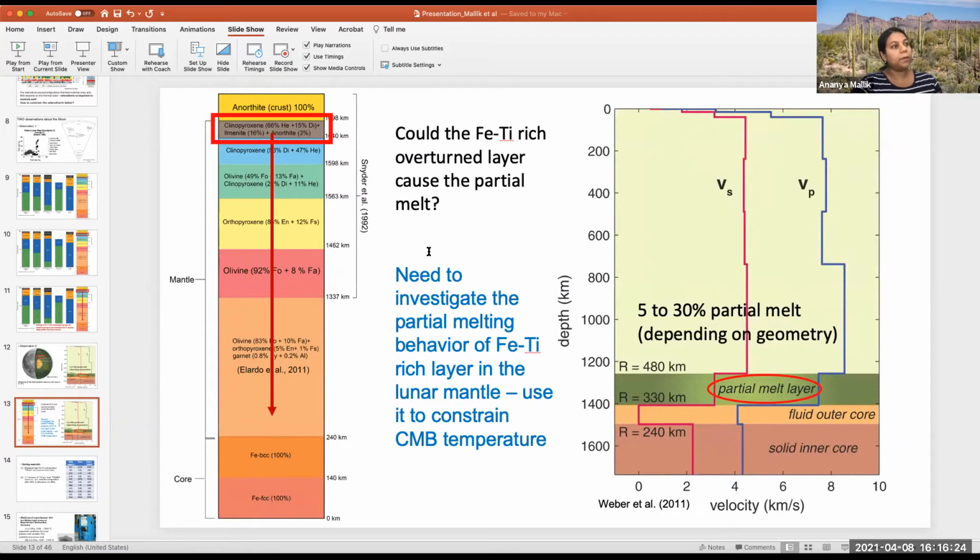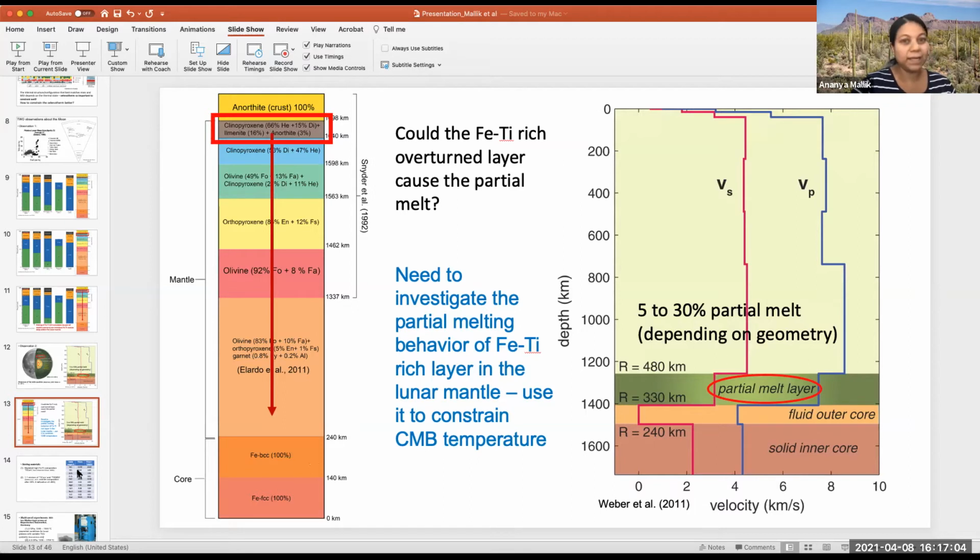So now the question is, could this iron-titanium rich layer, which sank deep inside the moon as a result of this overturn process, be responsible for this partially molten layer that's sitting at the core-mantle boundary? Now, in order to test this hypothesis, we would need to investigate the partial melting behavior of this iron-titanium rich layer right here. And then can we use that partial melting behavior to constrain, let's say, the core-mantle boundary temperature? Because if we constrain the core-mantle boundary temperature, that will be a boundary condition for a lunar selenotherm.